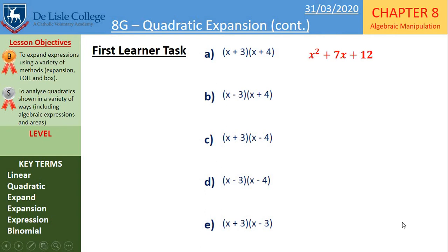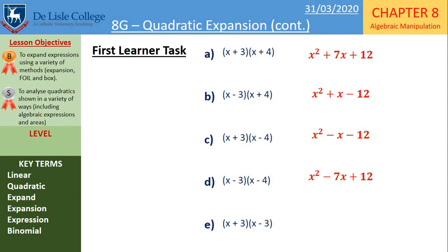The answer to question 1, or A, is x squared plus 7x plus 12. The answer to question B is x squared plus x take away 12. The answer to question C is x squared take away x take away 12. And the answer to question D is x squared take away 7x plus 12.